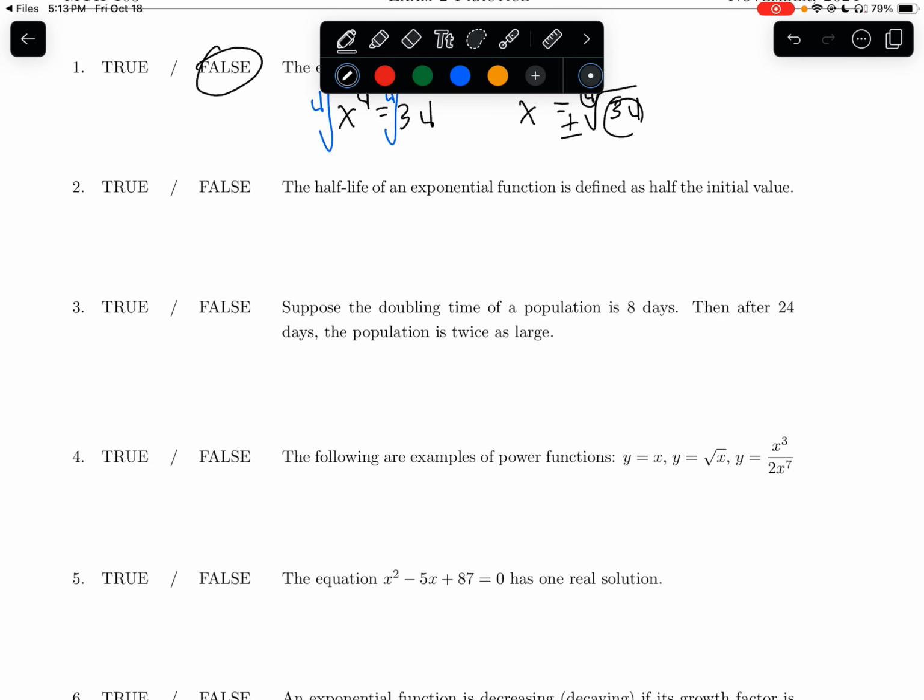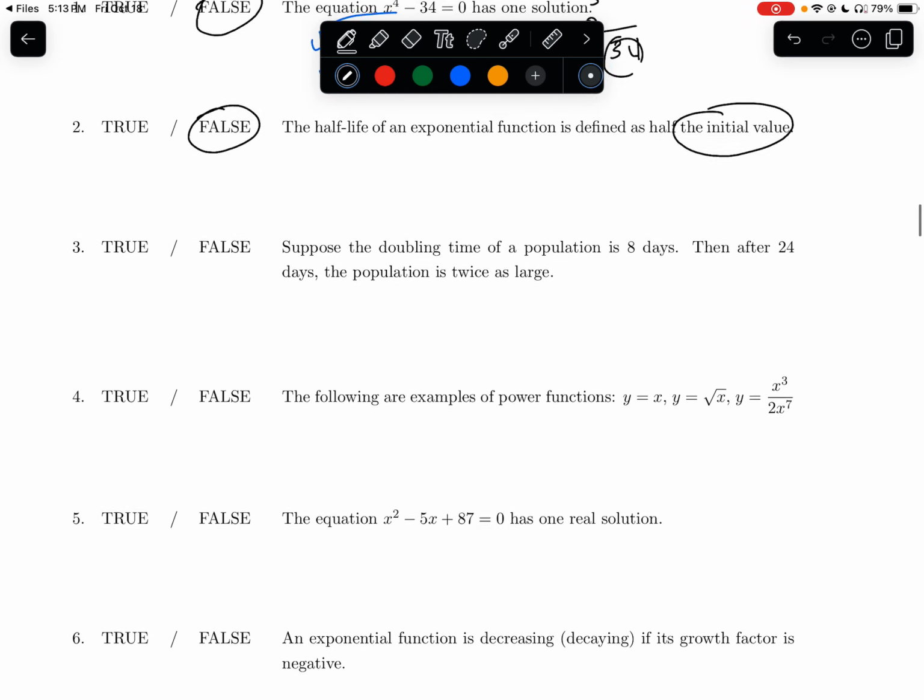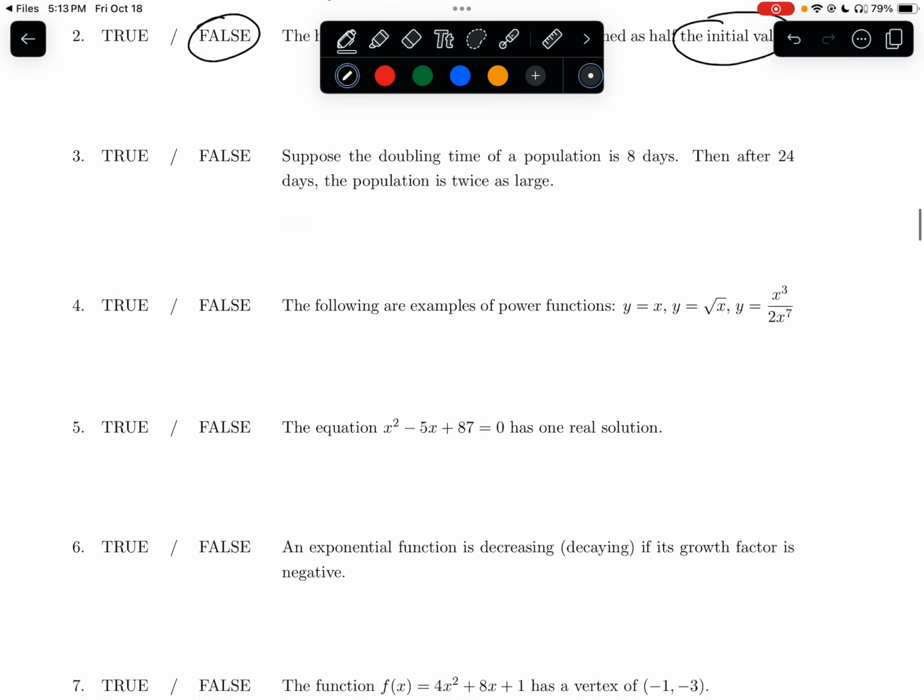The half-life is defined as half the initial value. That's just not the definition of it. The half-life is the amount of time it takes for the function to halve its output value. It's actually completely unrelated to the initial value, so it's false.